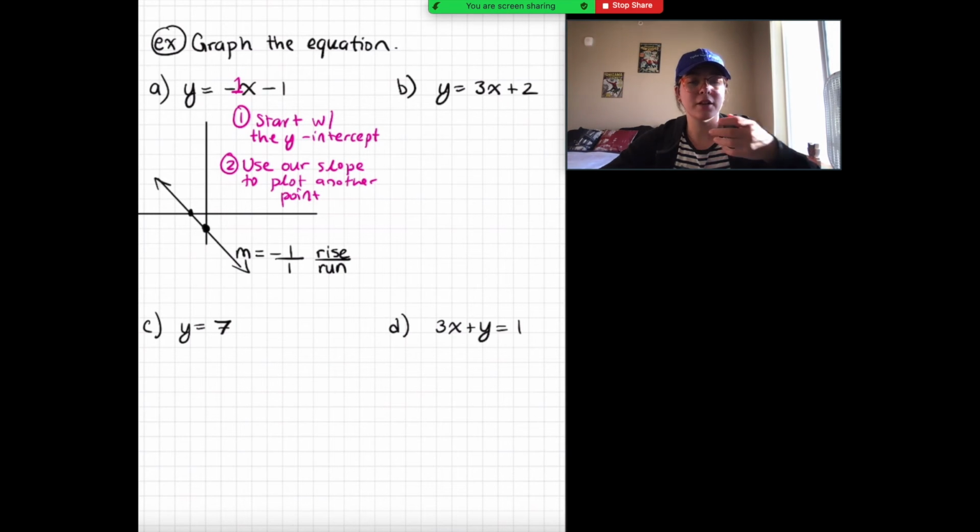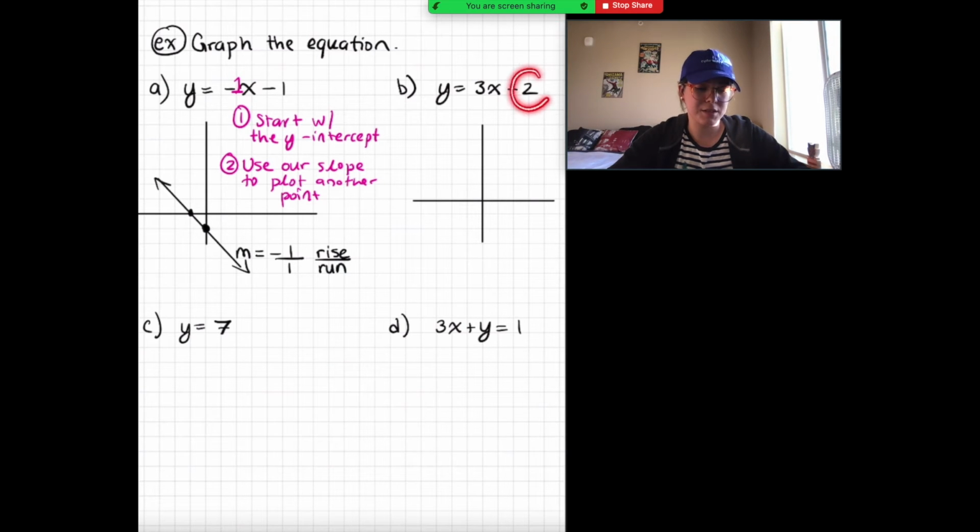Why don't you try to do letter B on your own, and then we'll come back and do it together. So we got our coordinate plane. Start there. Now remember, step 1 is to start with our y-intercept. Our y-intercept is 2. So we'll start at the y-intercept of 2. Now we'll use our slope to plot another point.